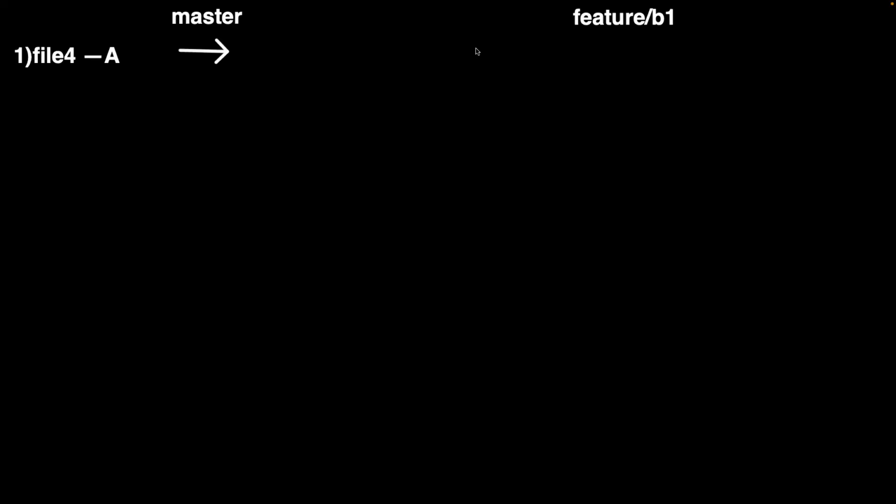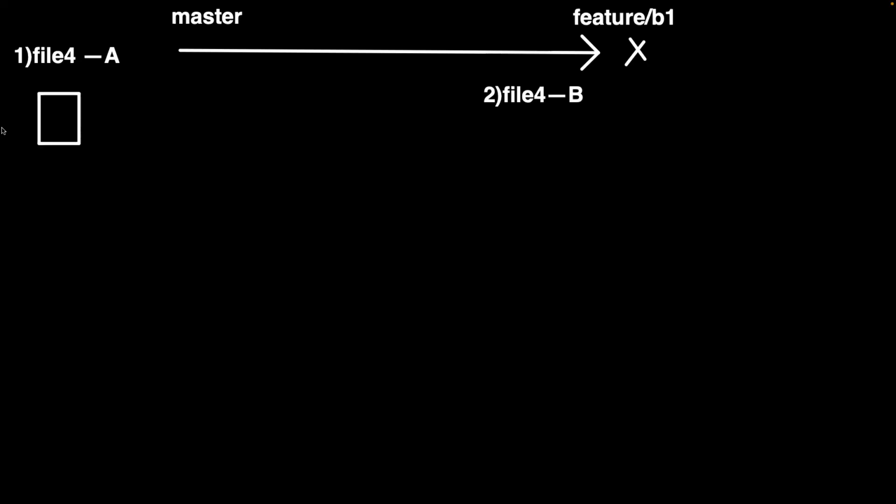Is this commit available on B1? Is this commit or the change available on B1 initially? Definitely no, right? Then we came to this feature branch. This is the second step we did. Again, created some file called file 4, made some commit B. So if you see the commit history of file 4 on this B1 branch, the commit history is simply B.